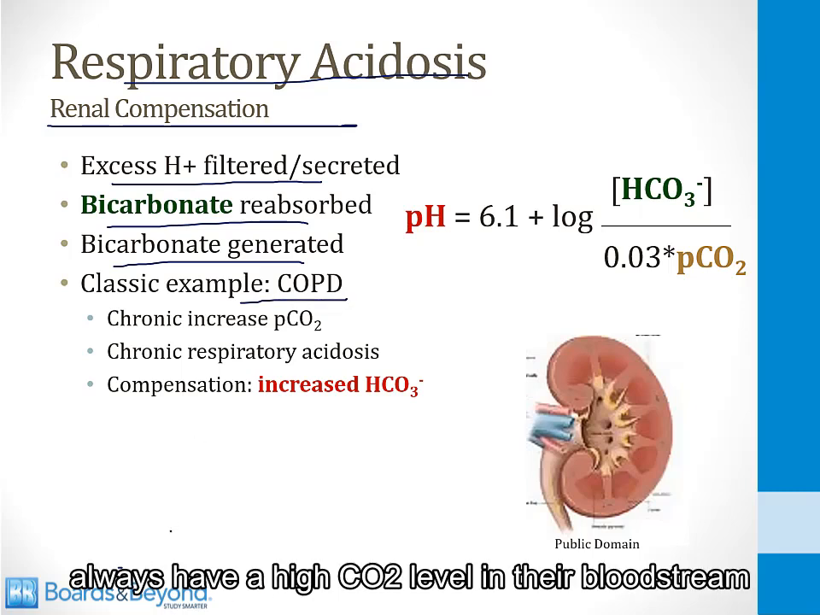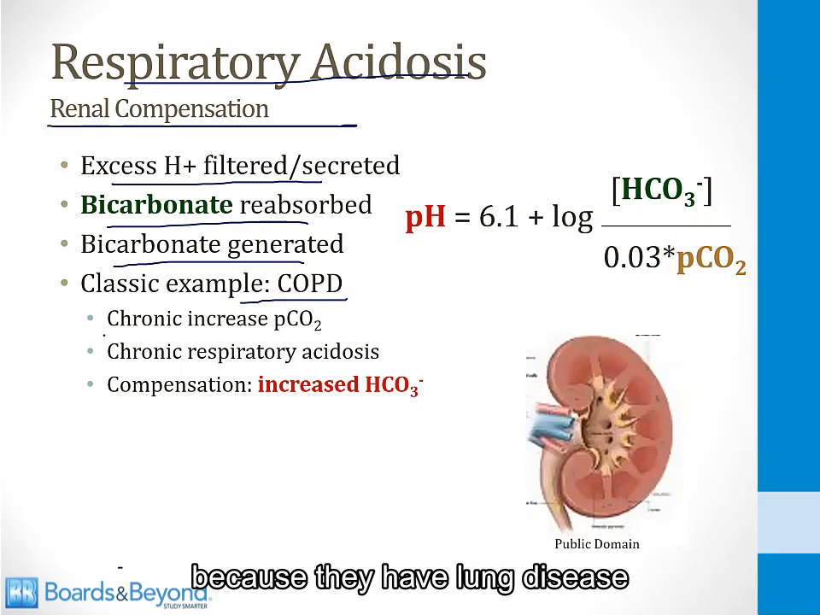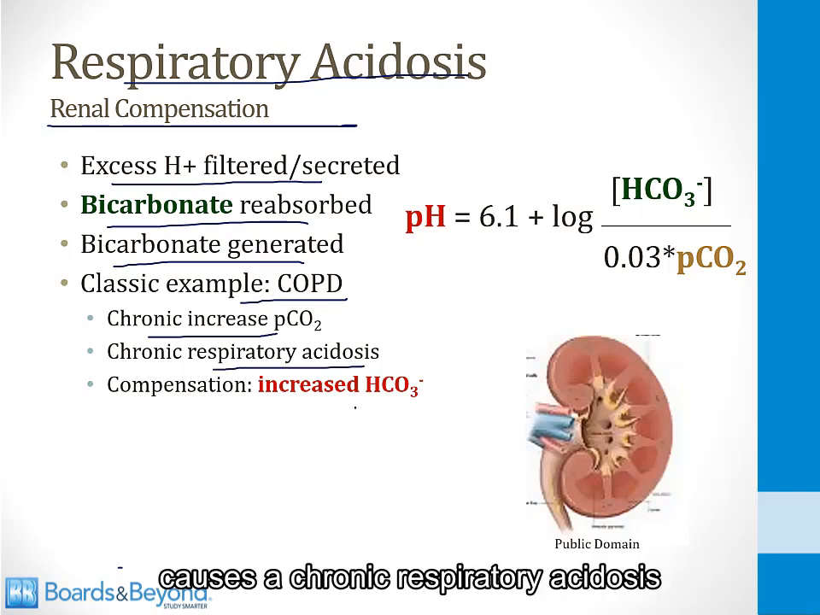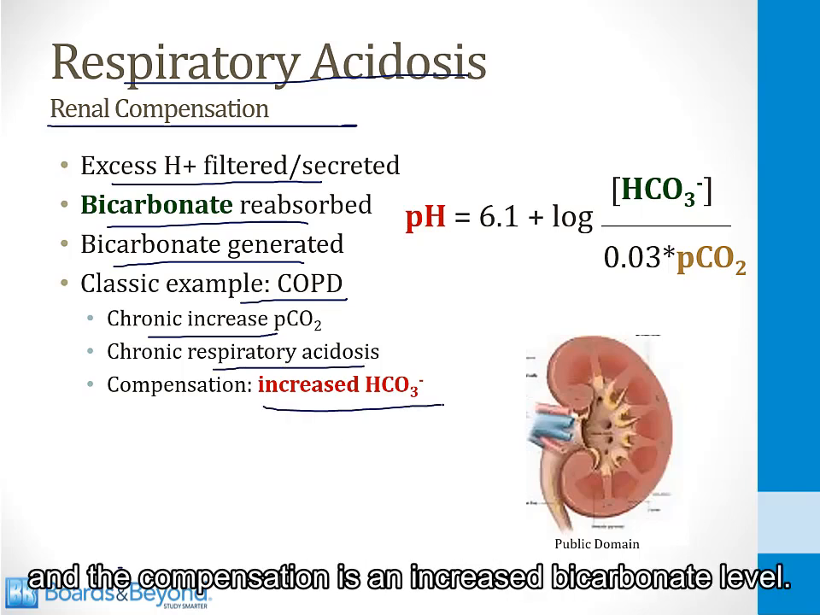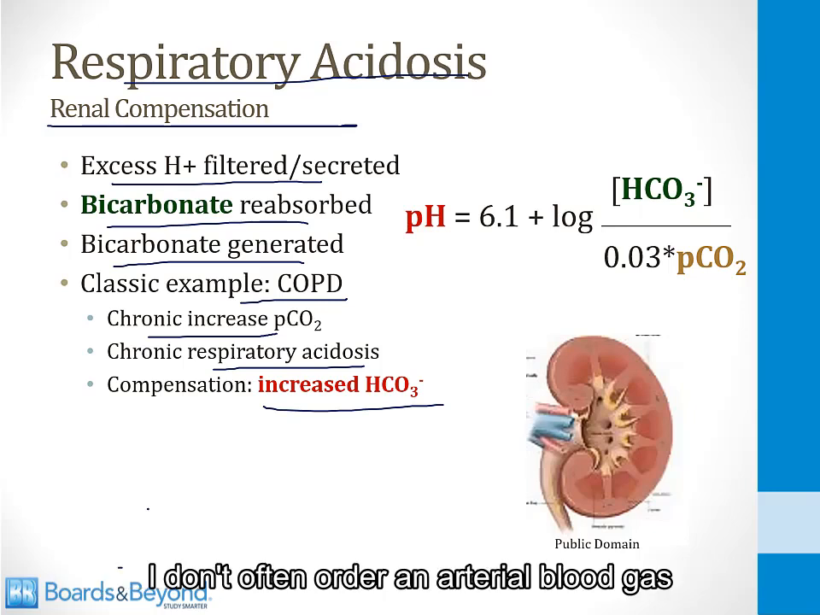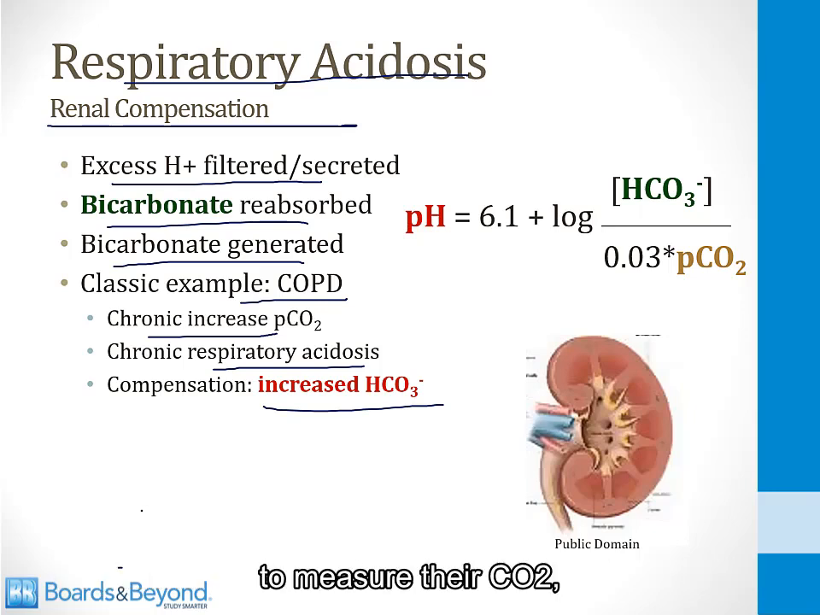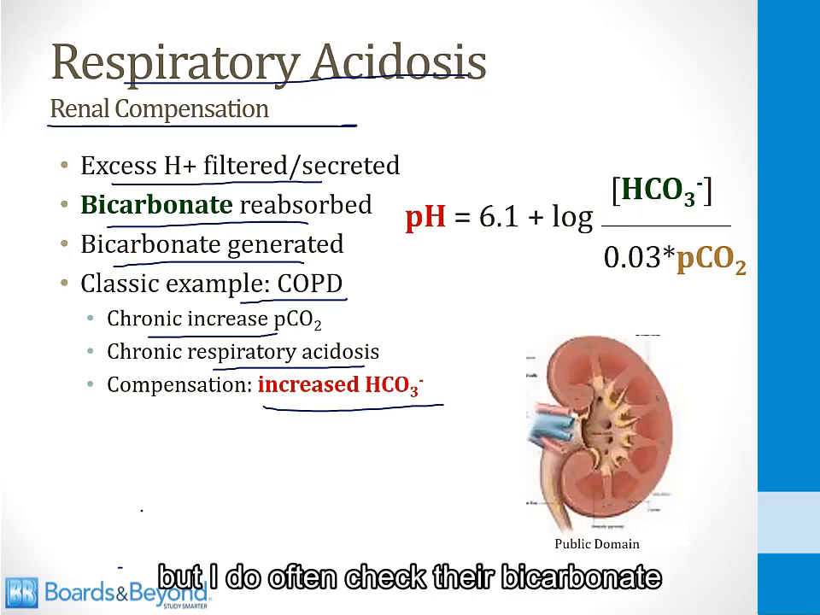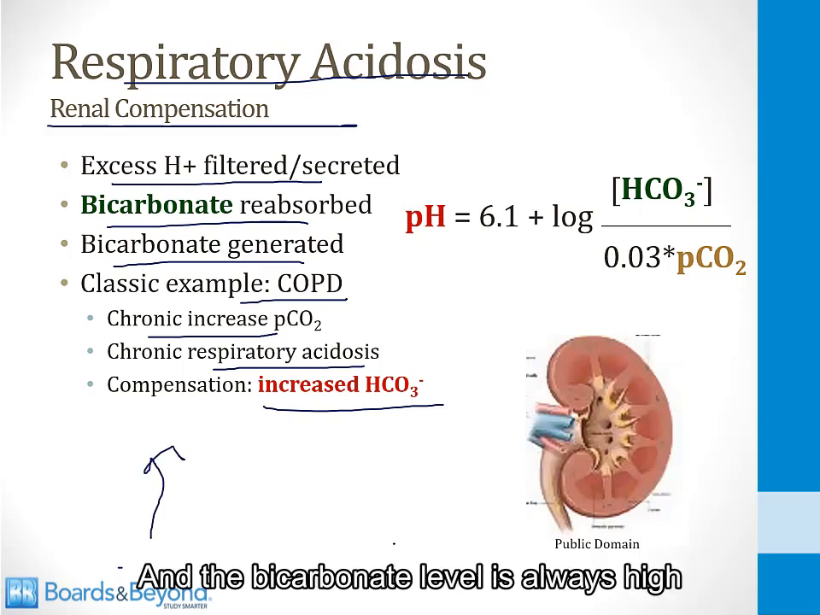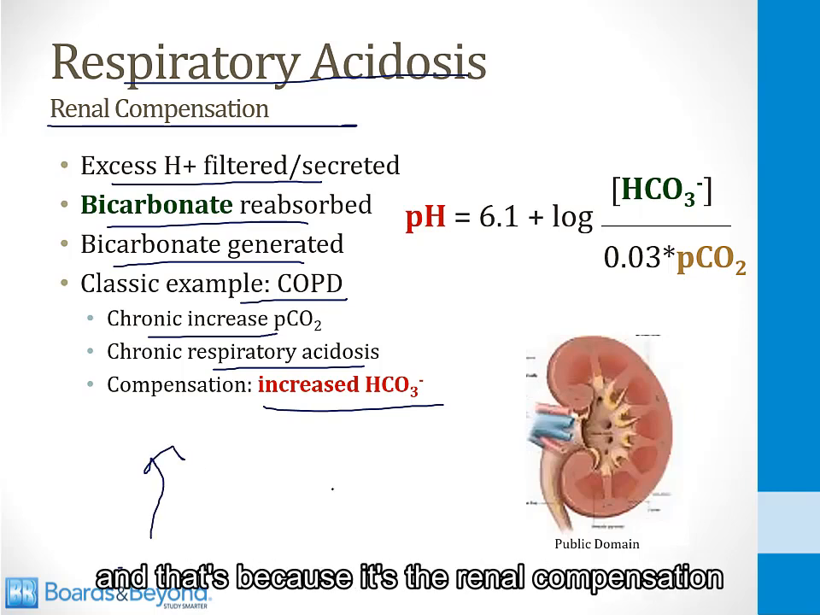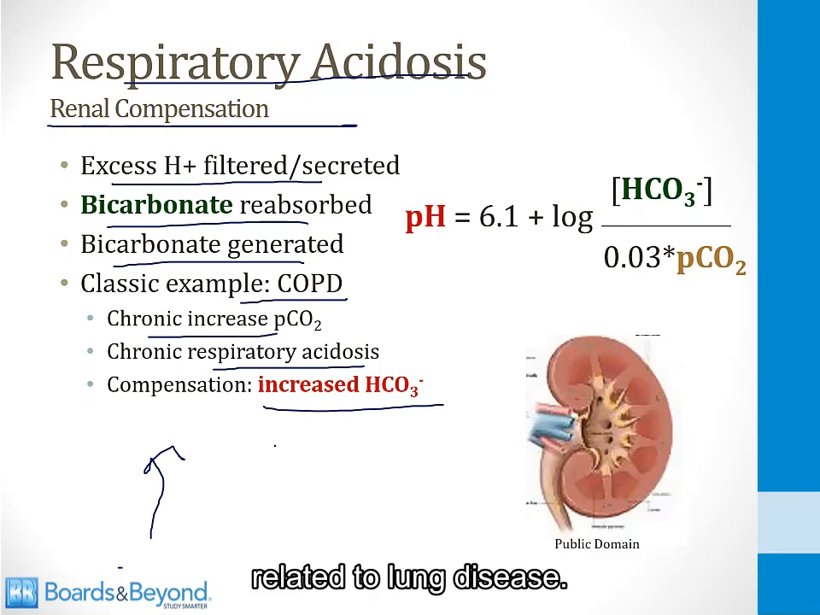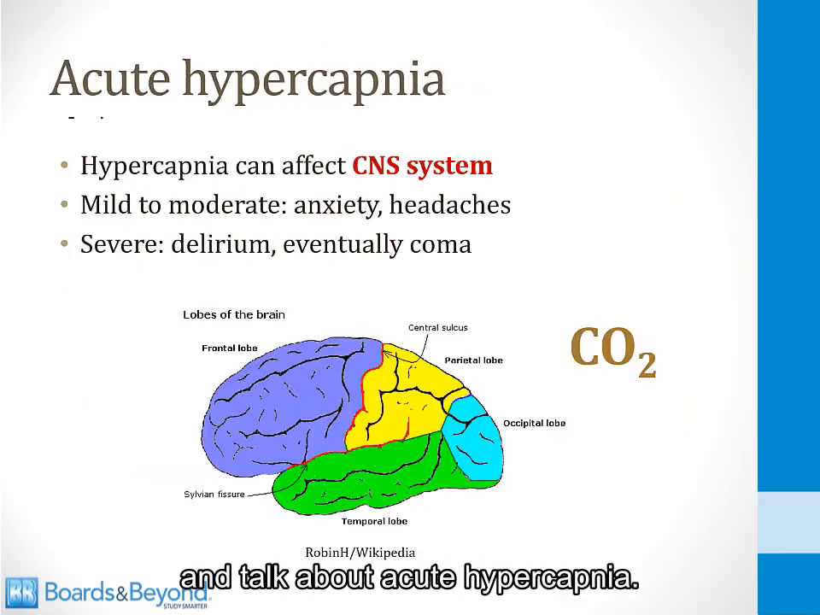What this means is that patients who chronically retain carbon dioxide, for example, patients with COPD, always have a high CO2 level in their bloodstream because they have lung disease. That chronically increased PCO2 level causes a chronic respiratory acidosis, and the compensation is an increased bicarbonate level. So patients who come to my clinic who have COPD, I don't often order an arterial blood gas to measure their CO2. But I do often check their bicarbonate because it's part of the standard chemistries that we assess. And the bicarbonate level is always high, and that's because it's the renal compensation for their chronic respiratory acidosis related to lung disease.